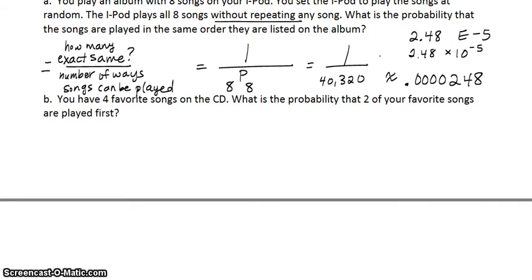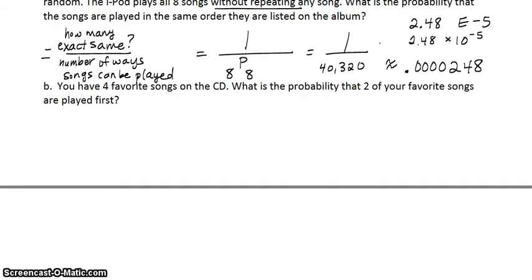Look at example 2B. Now you have 4 favorite songs on the CD. What is the probability that 2 of your favorite songs will be played first? And sometimes this takes some thinking outside the box. So I'll just do this one again. If you're thinking about it, we're only going to listen to 2 songs. Because what is the probability 2 of the songs are played first? So I am only going to pick 2 songs from here.